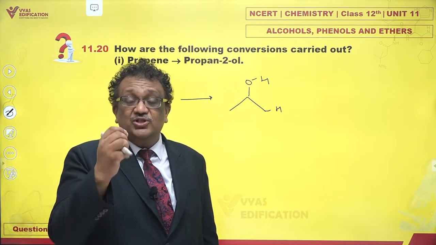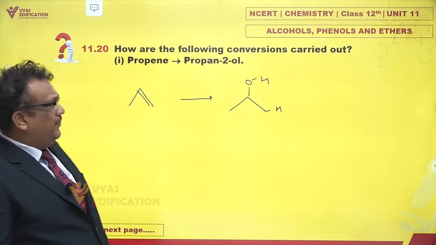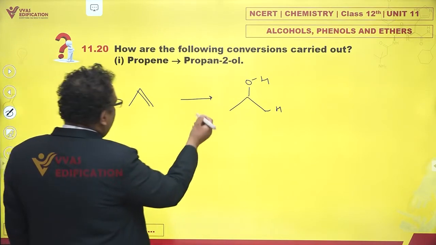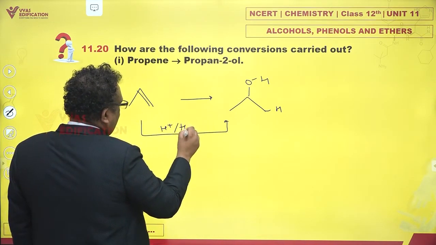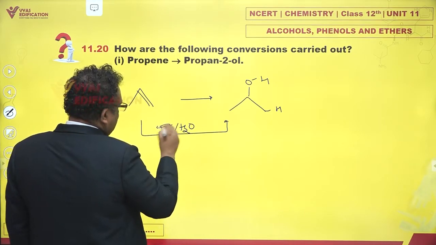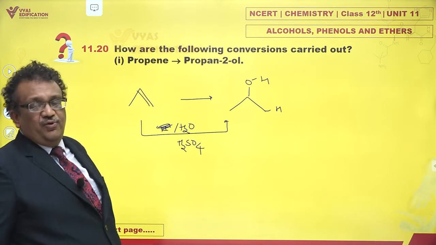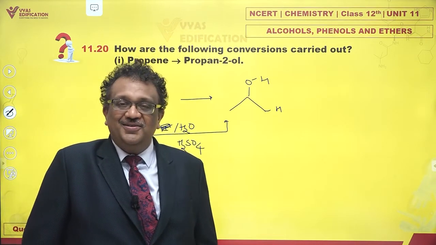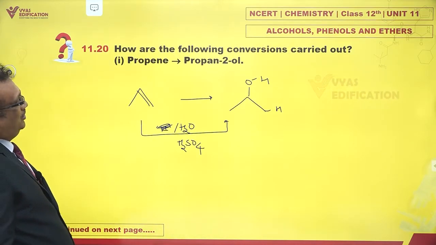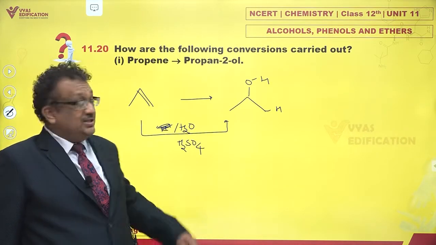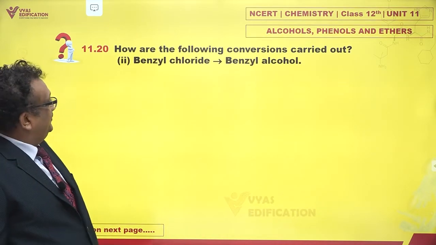Yes, this is something which is called hydration of alkene. Hydration of alkene can be done in many ways, but the simplest of them is H plus, H2O. For H plus, you could add H2SO4. Just take dilute sulfuric acid, add it, and react it, and there we are. You simply get propane 2-ol. As simple as that. Yes, this is Markovnikov's addition, and this is what you get.